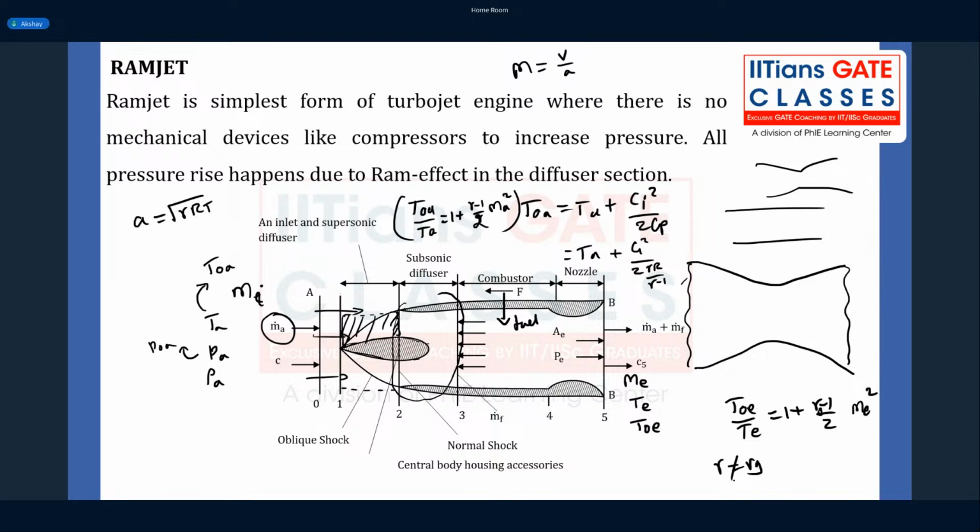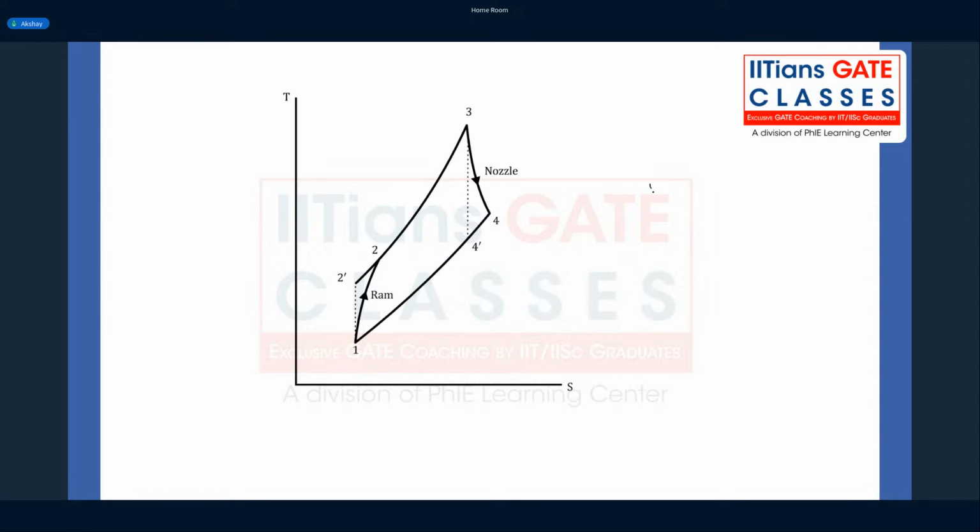So what is an ideal ramjet? The ideal ramjet is one where your incoming Mach number and the exit Mach number are the same. So this is nothing but an ideal ramjet. Most probably in your GATE, you are going to see questions from the ideal ramjet concept. Clear? What does ideal ramjet mean?